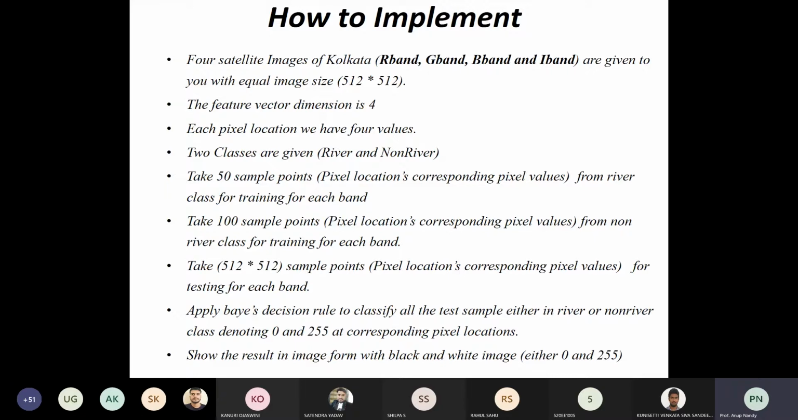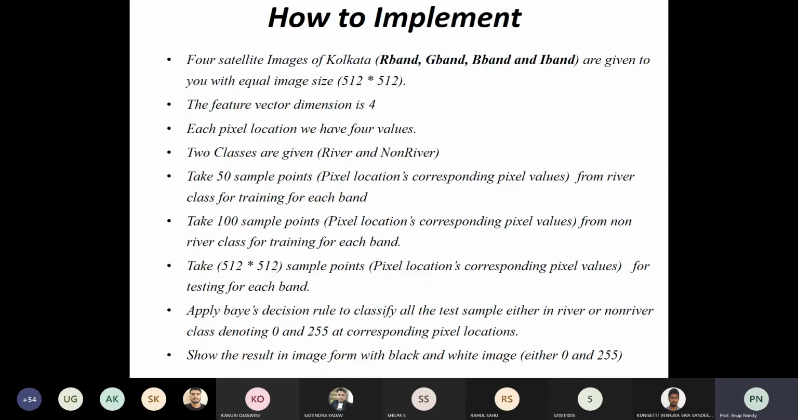As the dimension of the feature vector is 4, whenever you fetch the information from the ith and jth location, for each pixel location you have 4 values. It means that whenever you run the code, as the image size is equal, you run from i equal to 1 to 512 and j equal to 1 to 512. For each i comma j, suppose 1 1, the first location, across the 4 images, you have 4 different values.